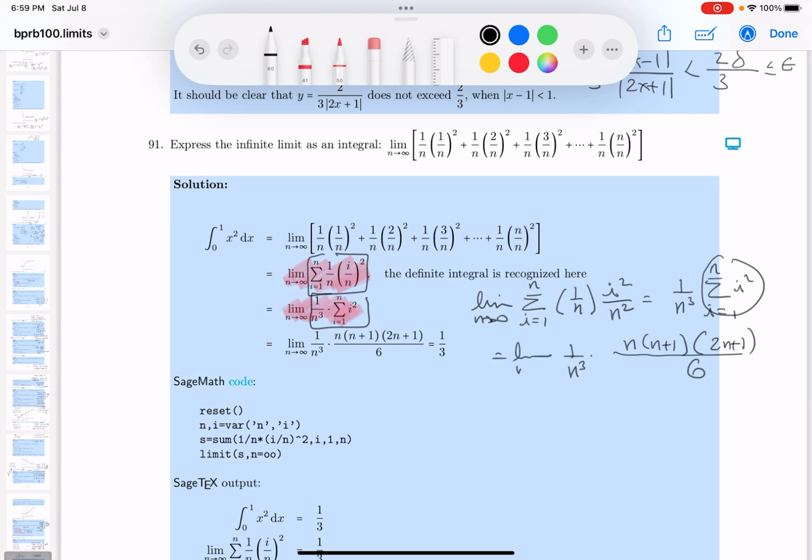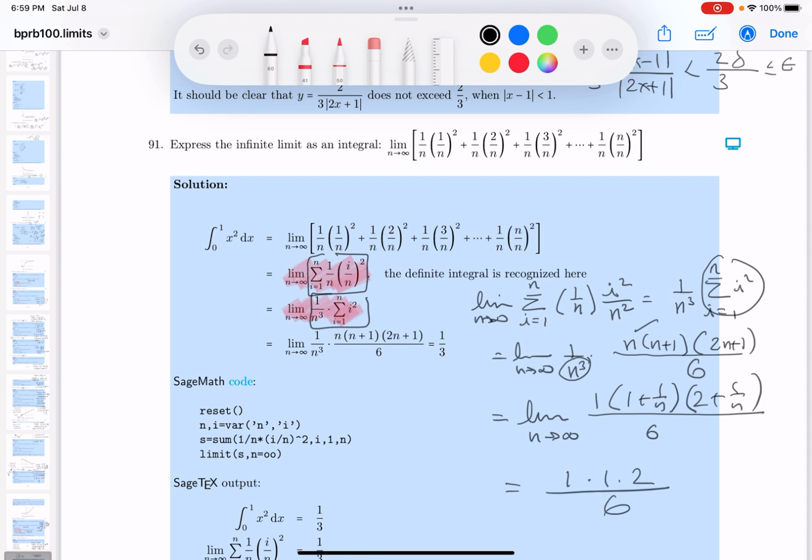Equals the limit, n goes to infinity. Well, I'm going to do that. I hope I get 1/3 too, right? Over 6. I'm going to take this n cubed and divide it into 3 parts, n, n, and n. n into n goes 1 time. The next one is going to be 1 plus 1 over n. The next one, dividing by n, you get 2 plus 1 over n. What does that give you in the limit? Well, it gives you 1 times 2 on top, 6 on bottom, 1/3. We get the same answer. Thank you.